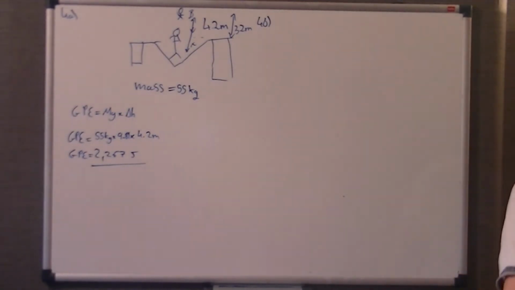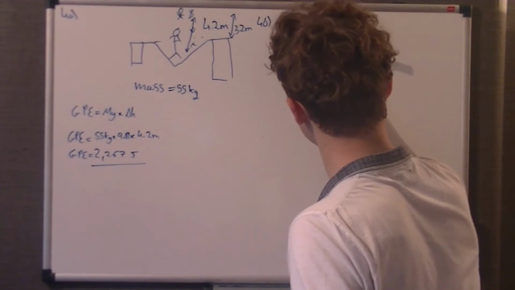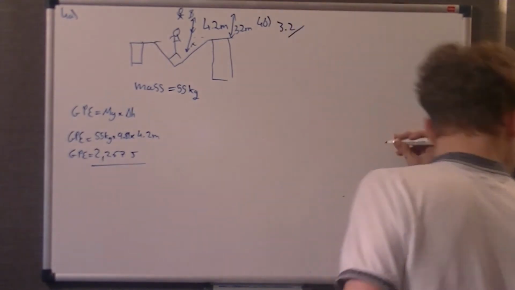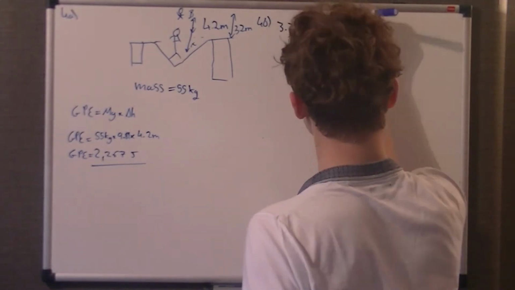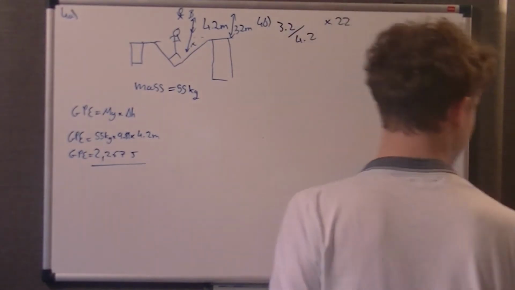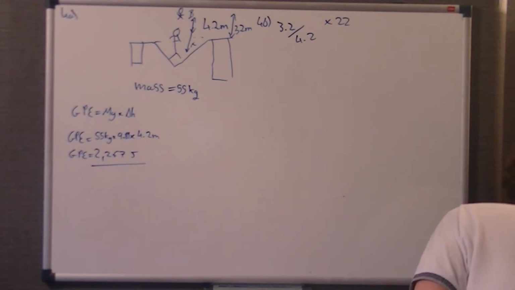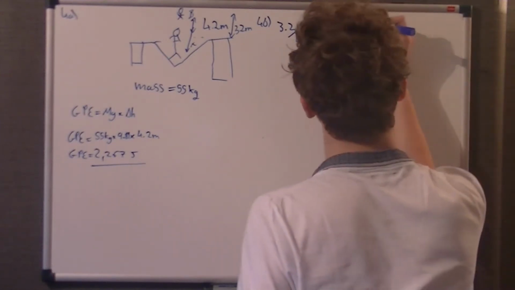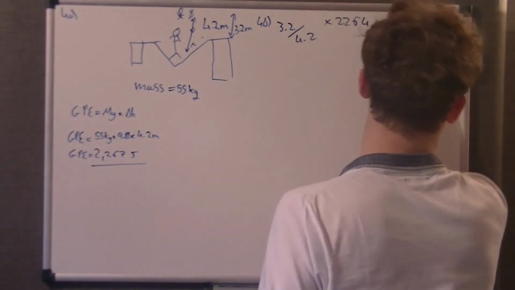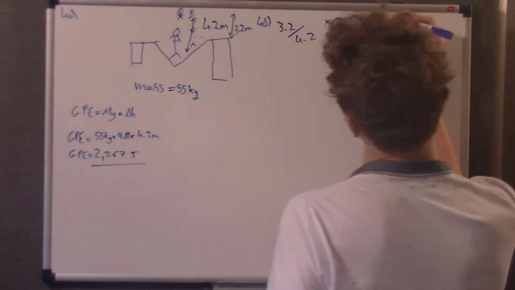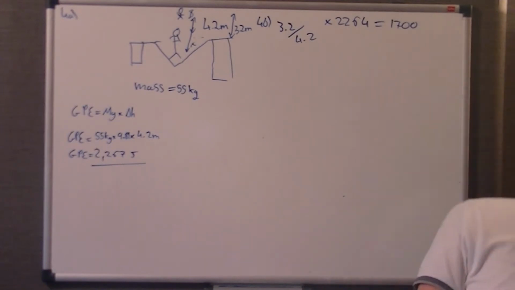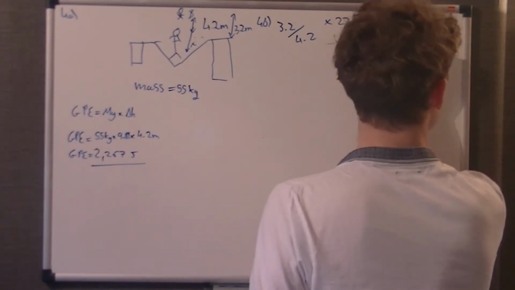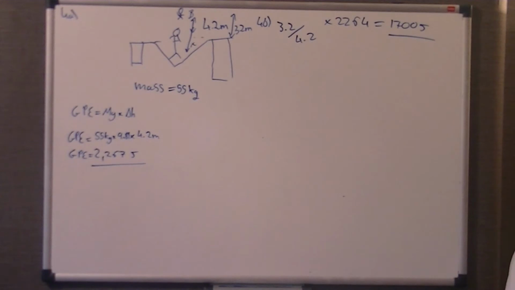So 4B is asking us to find kinetic energy, which is 3.2 over 4.2 times 2,266, and that gives you 1,700 joules. Yep, that's the answer to 4B.